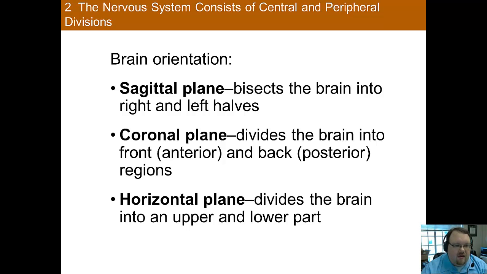First, the different ways to split up the brain. We'll use my handy dandy ruler to help show this division. First you have a sagittal plane. This dissects the brain into right and left halves, right down the middle. You also have a coronal plane. This divides the brain into front and back. If this was a blade, right down the middle of my head, front, back. And then a horizontal plane divides the brain into upper and lower parts. So again, sagittal, coronal, horizontal. Made sense?